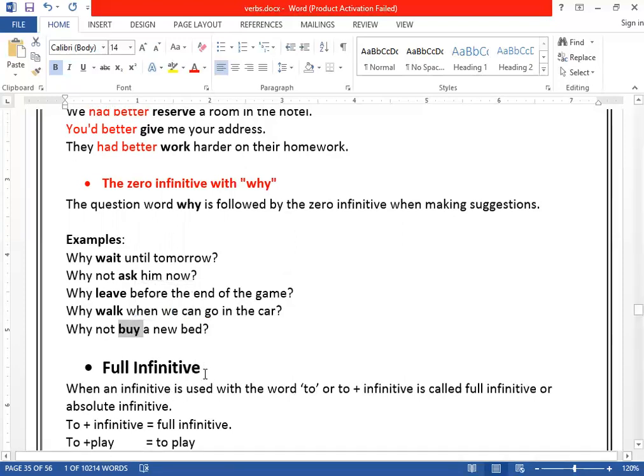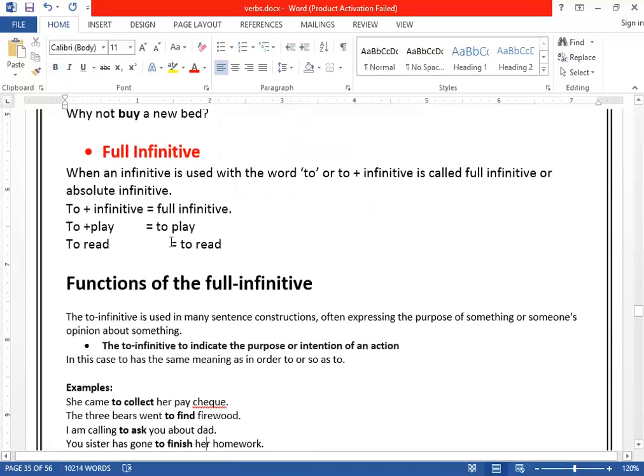Great. Next we have the second type, the full infinitive. The next type of infinitive is called the full infinitive. The full infinitive is when the infinitive is used with 'to'. We also call it the to-infinitive or absolute infinitive. Like here we have to play, to read. Now let's view the functions of full infinitives.